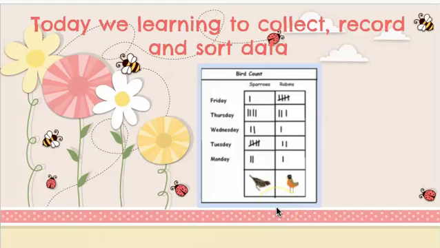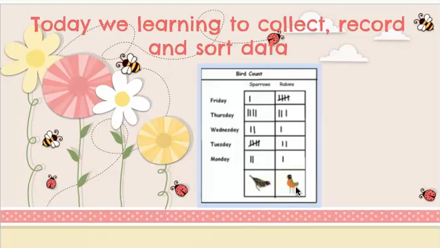The little lines are called tallies and that is how you can collect and record the information that we find. This tally chart here is called a bird count. I have given it that title because I wanted to count how many birds came into my garden each day. I specifically wanted to know how many sparrows came in and how many robins came into my garden each day.